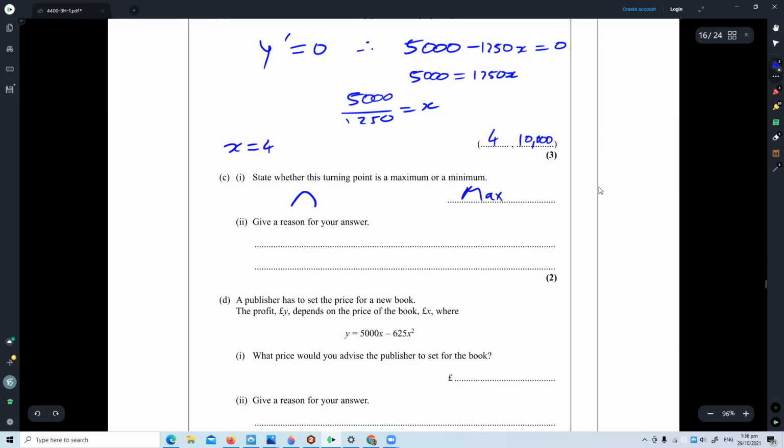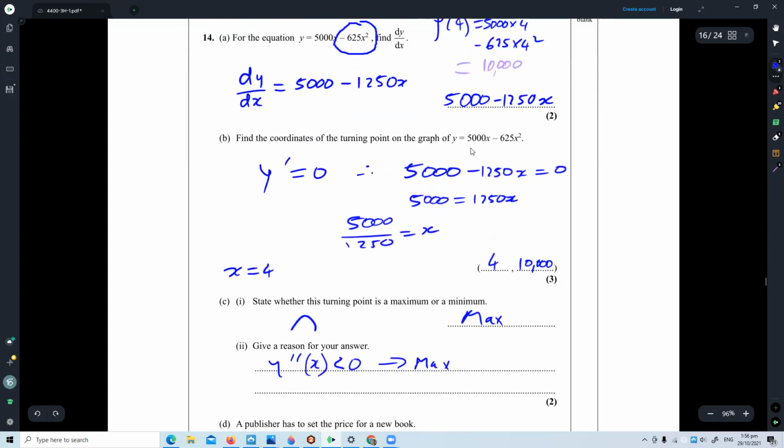So maximum. You could also look at the second derivative and show that the second derivative is negative. So you could say if y double dash of x is negative, we have a maximum. And y double dash, the second derivative, let's see what it is, just for the sake of it. So we take the first derivative and we differentiate again.